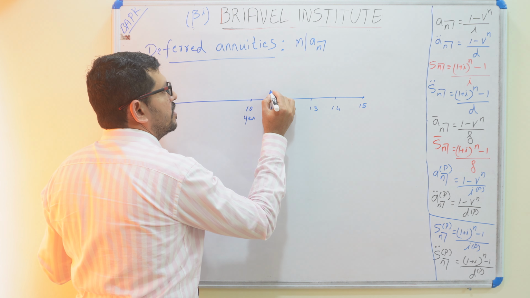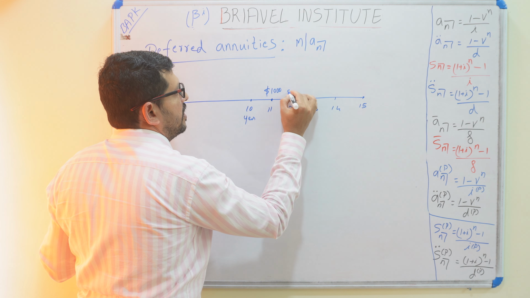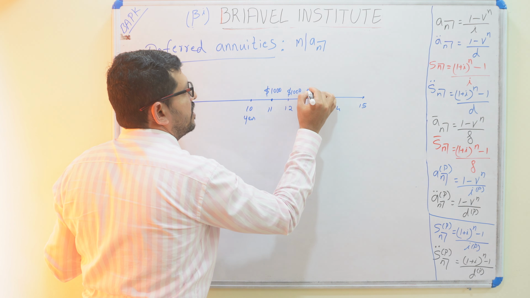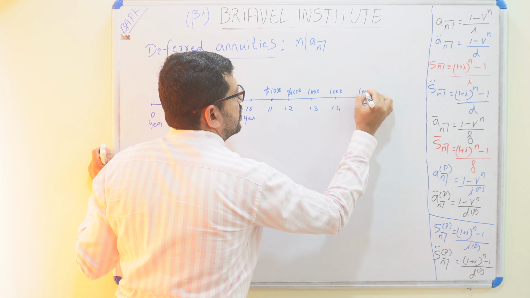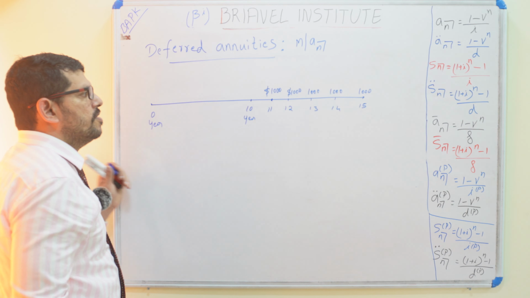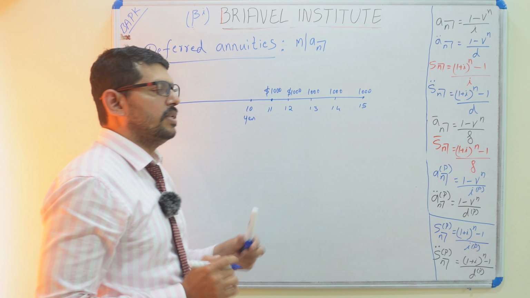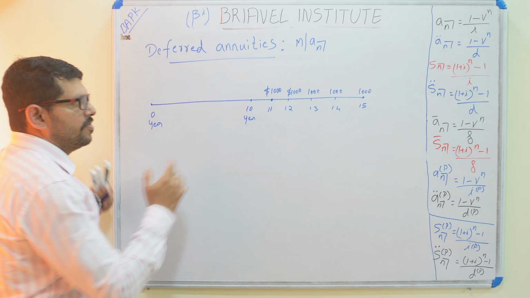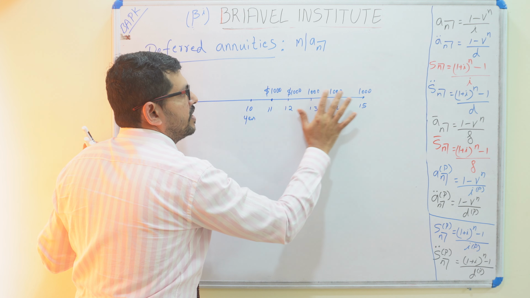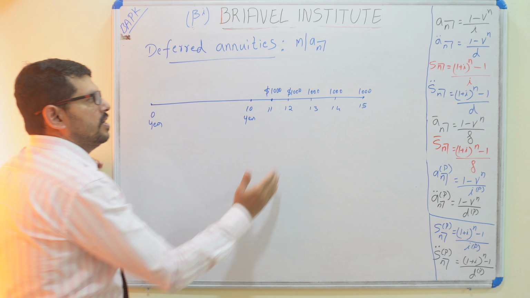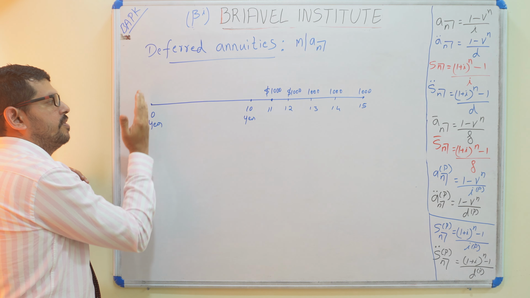So we are getting $1,000 in the 11th year, and here also we are getting 1,000. Every year we are getting $1,000. $1,000 is received from the 11th year up to the 15th year. What is the present value at time 0?